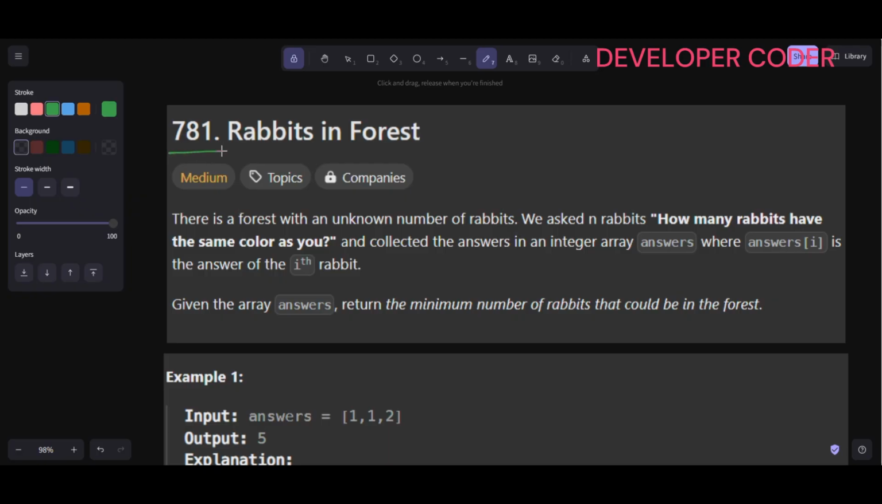Problem number 781, Rabbits in Forest. This problem is actually very interesting, okay? Very interesting problem. So let's read the problem statement first.